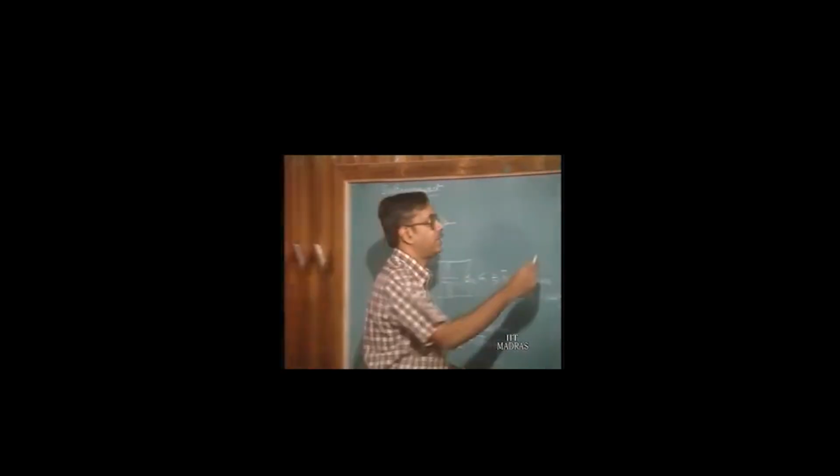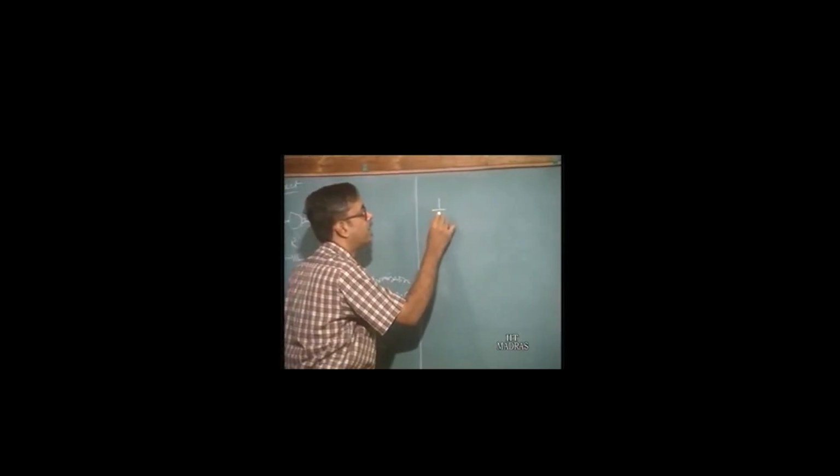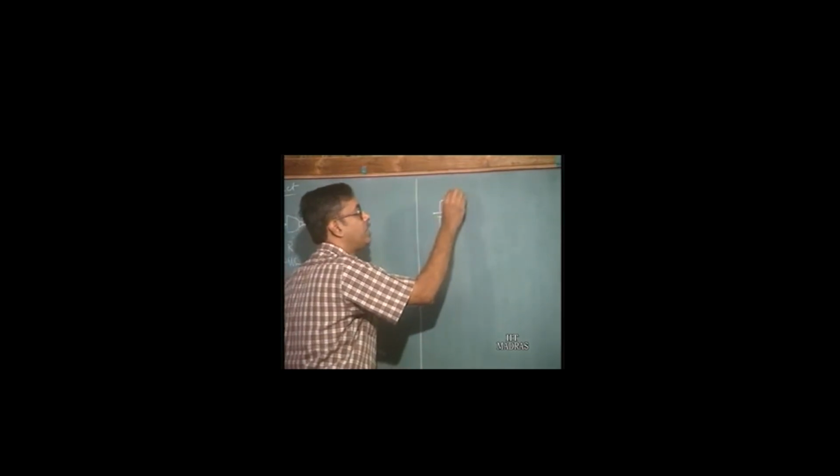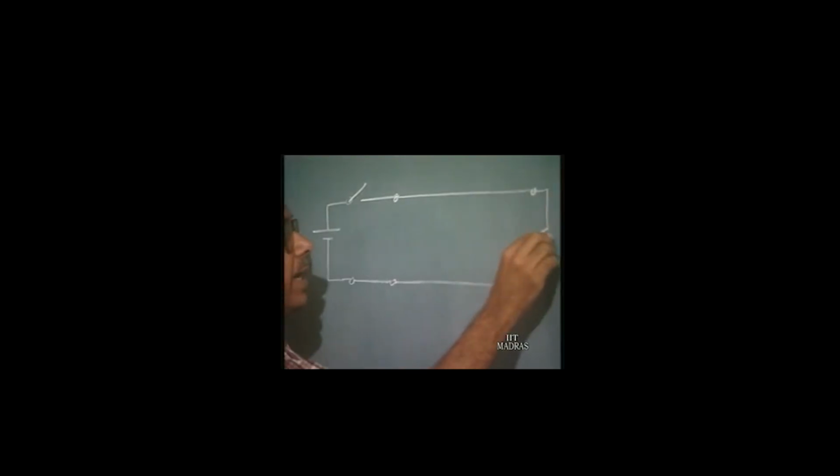Now what is the effect of this transmission line? Let us take a particular case. Suppose we have a voltage source V, and then we have a switch, and then this is the transmission line which transmits the signal, and then of course we may have a load resistance. Suppose at t equal to 0 the switch is closed.